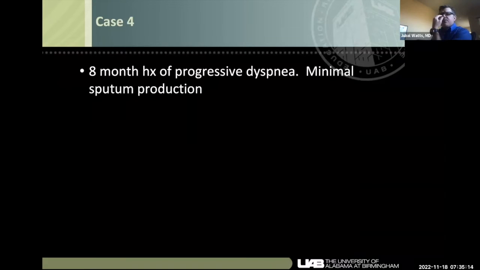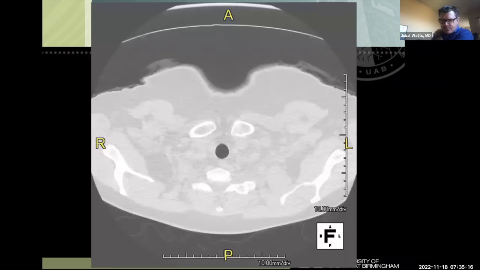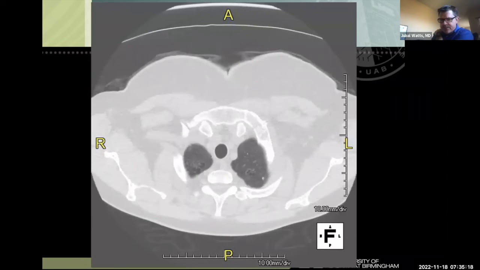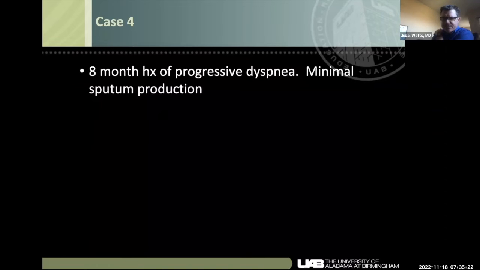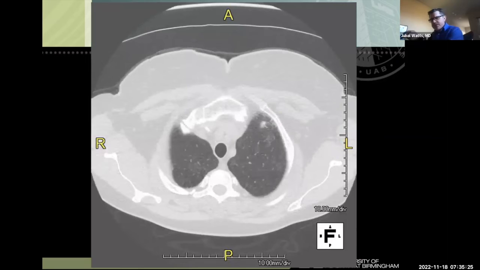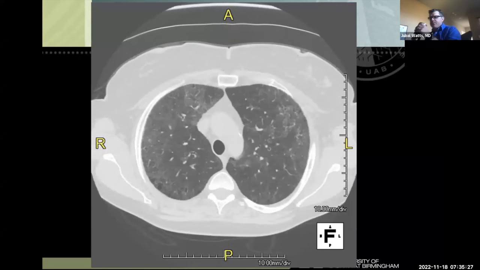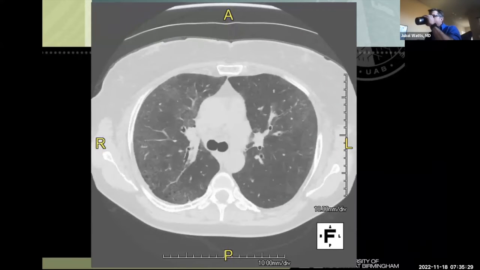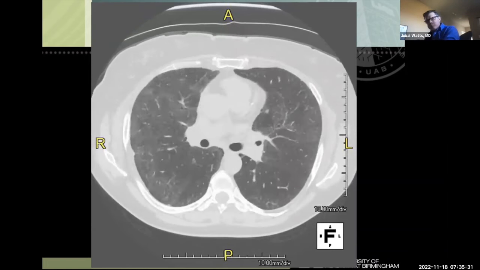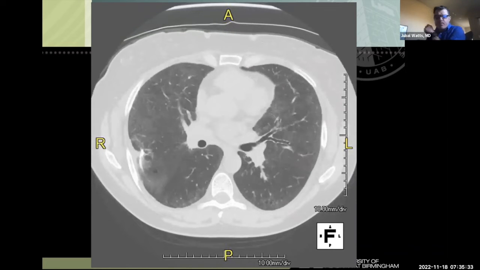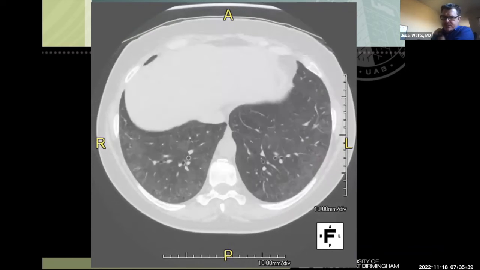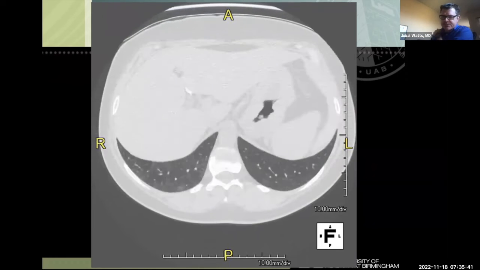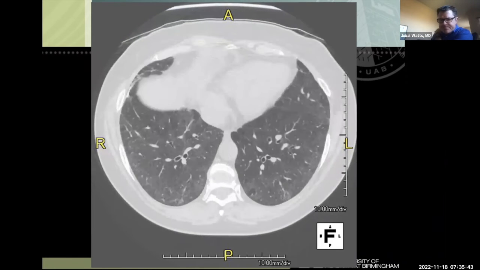All right, so on to a different case. So this was an 8-month history of progressive dyspnea, minimal sputum production, and I'll scroll through. I'll tell you, this was suture material from a VATS. So they had a surgical lung biopsy. So this was path proven.